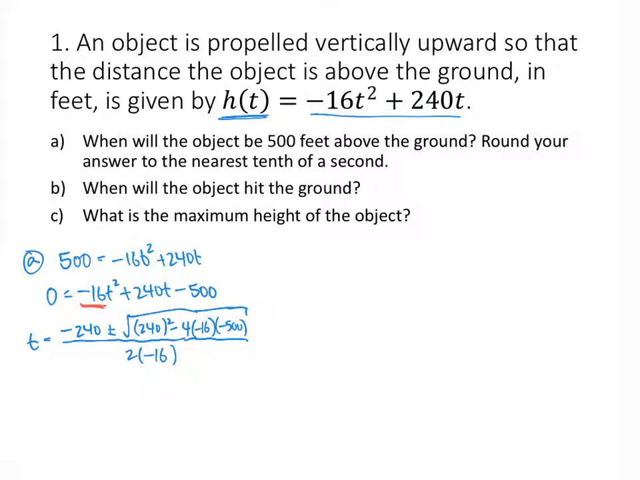And when we work all of that out, we get two solutions, which are 2.5 and 12.5. That means that this object is 500 feet above the ground twice, after 2.5 seconds and 12.5 seconds.